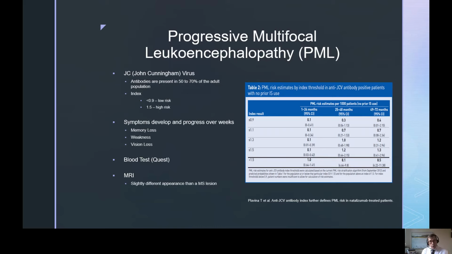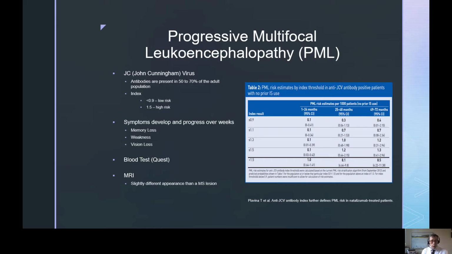Symptoms of PML can be very similar to multiple sclerosis, although they typically develop over days or weeks, and they can be associated with loss of vision, weakness, problems with speech, and memory loss. And like I mentioned, there's a blood test that can be performed to identify if you have the JC virus, and that has to be completed at a Quest laboratory.